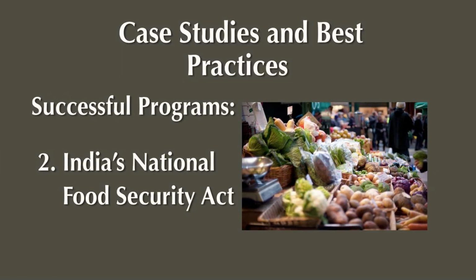Another classic example may be India's National Food Security Act. The National Food Security Act, adopted in 2013, is also known as the Right to Food Act. This is an Act of the Indian Parliament which aims to provide subsidized food grain to approximately two-thirds of the country's 1.4 billion people. So these are two classic successful programs to reduce the problem of hunger and ensure food security: the Brazil Zero Hunger program and India's National Food Security Act.